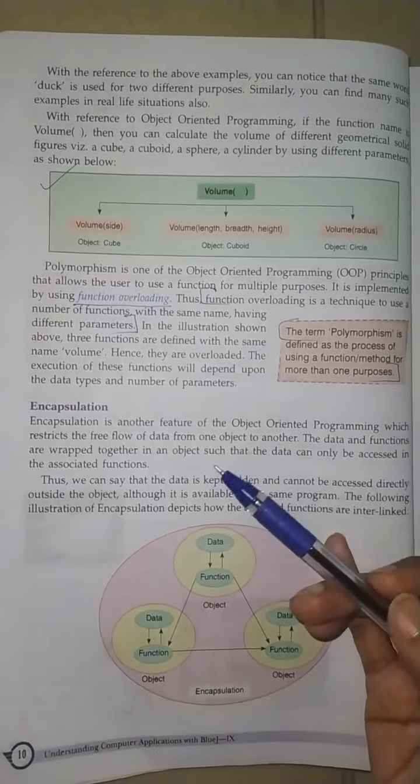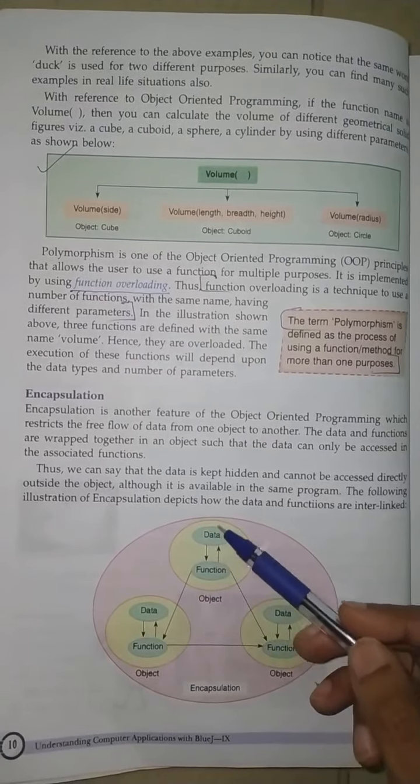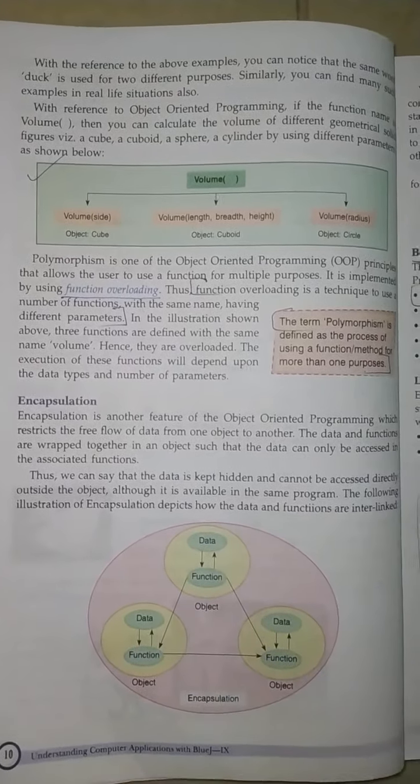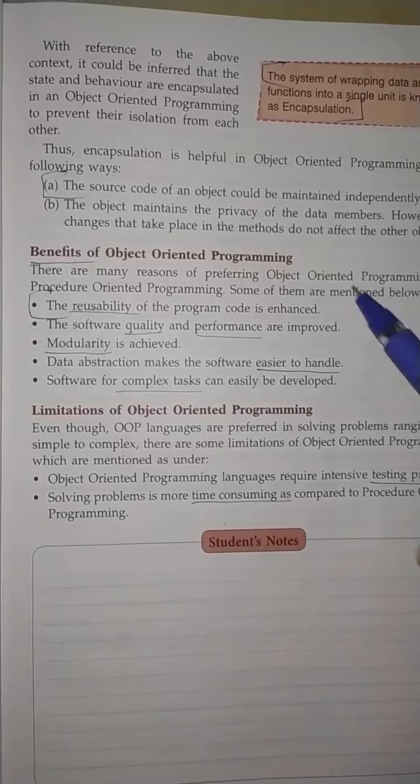And the next one is encapsulation. We are wrapping up data and function together and considering it as an object. We already discussed this concept before. So we can summarize this.